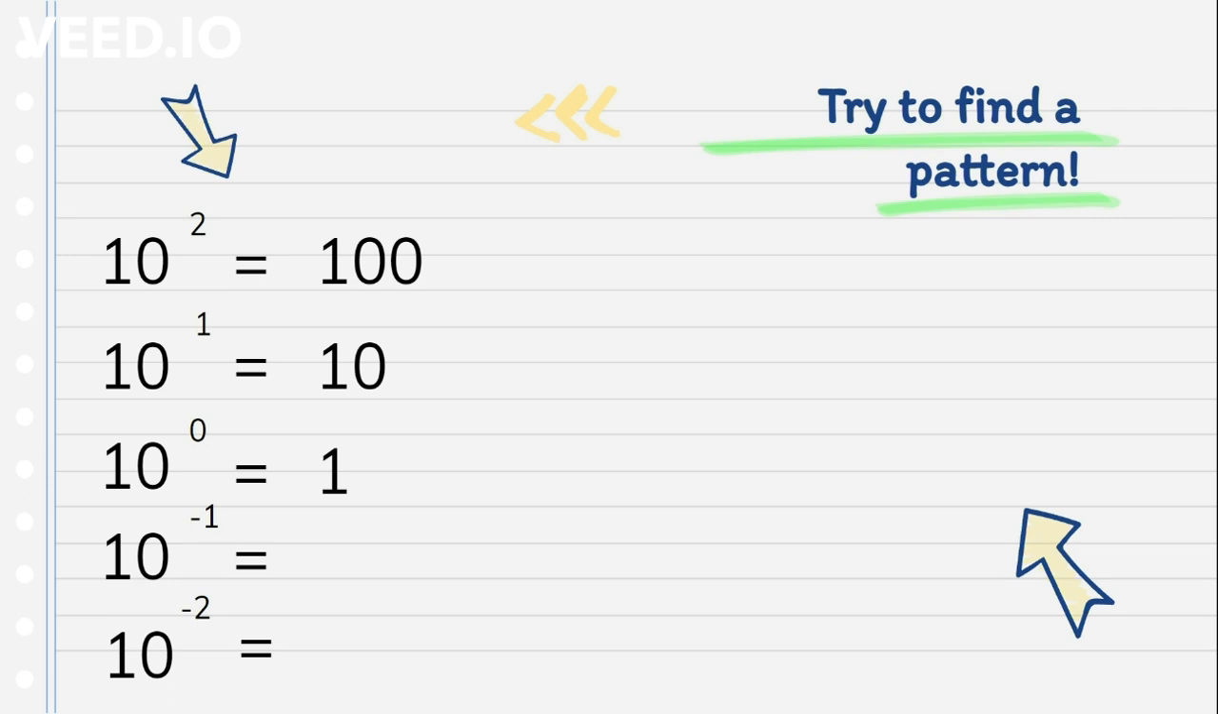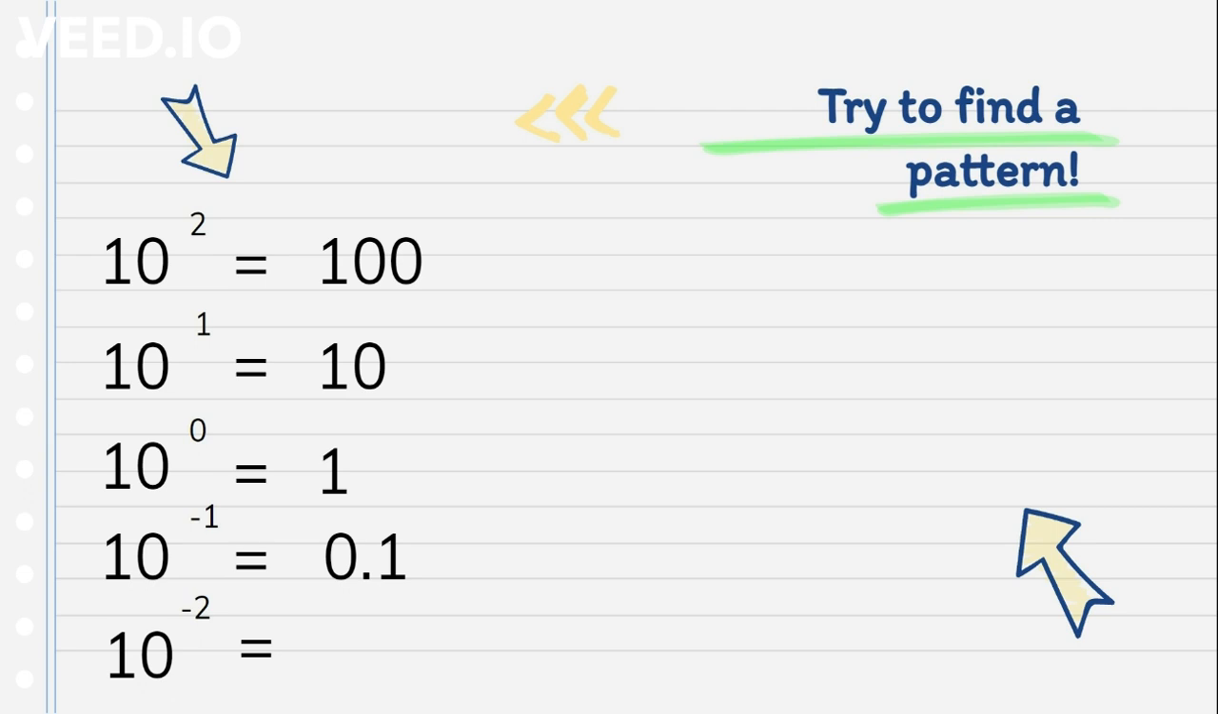So the answer is that the numbers are divided by 10 as it goes down. So 100 divided by 10 is 10. 10 divided by 10 is 1. So what do you think 10 to the negative first power would be? 1 divided by 10. And if you change that into a decimal form, it will be 0.1.